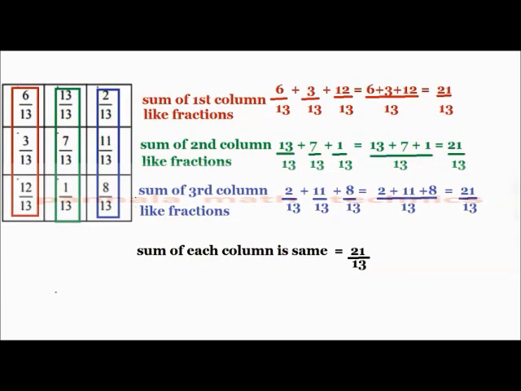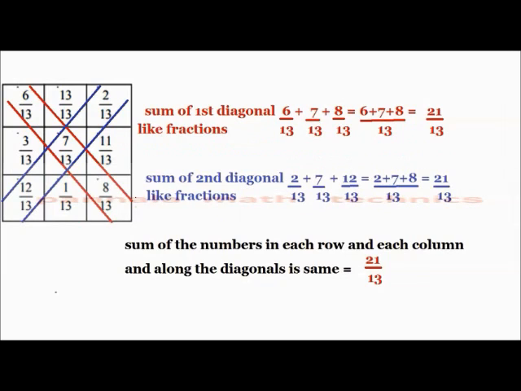Now the sum of all columns separately is 21 by 13. Even the sum of the diagonals is also 21 by 13. So the sum of the numbers in each row, each column and along the diagonals is the same.